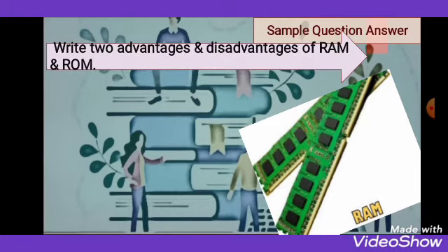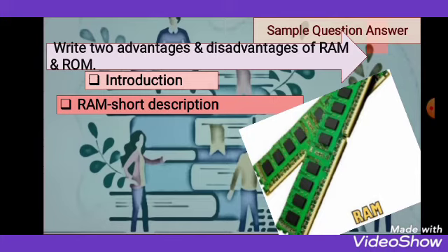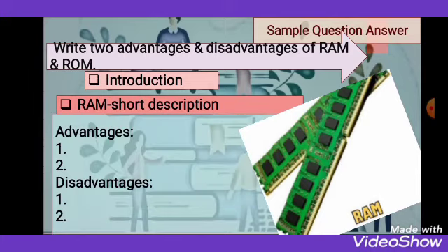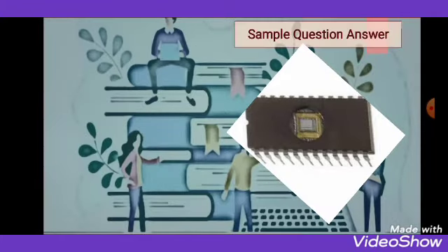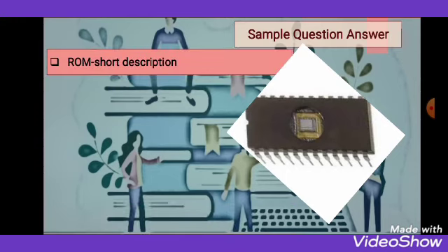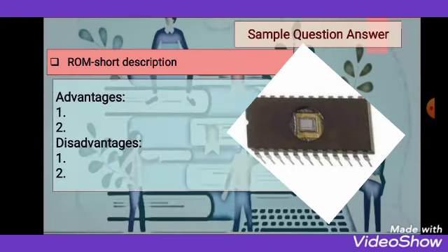Now another sample question: write 2 advantages and disadvantages of RAM and ROM. In this question I will show you how to write the answer that will help you get good marks. First you write the introduction, then some short description of RAM, then you write 2 advantages and 2 disadvantages in points. Then you write a short description of ROM, also with 2 advantages and 2 disadvantages, and at the end you write the conclusion.